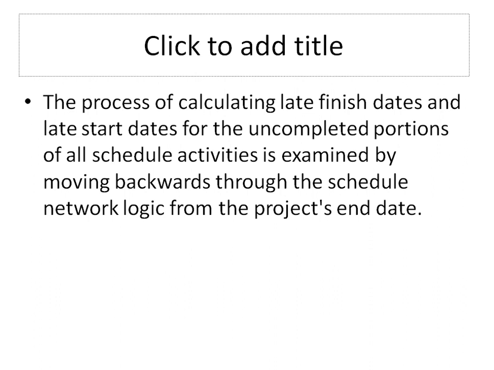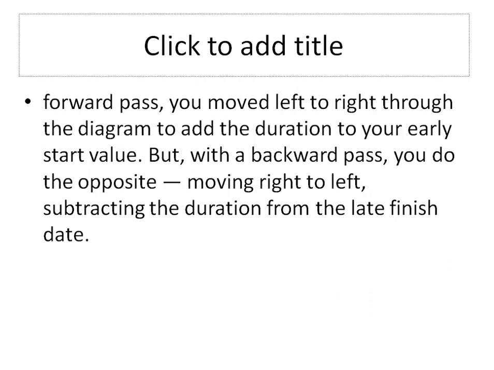The backward pass calculates the late finish dates and late start dates for the uncompleted portions of all the schedule activities, by moving backward through the schedule network logic from the project's end. In the forward pass you move from left to right through the diagram, adding duration to your early start value. In the backward pass you do the opposite, moving from right to left, subtracting the duration from the late finish to get the late start date.